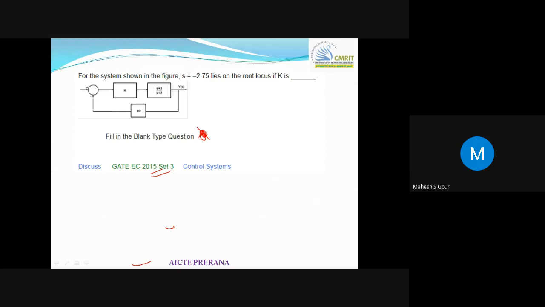For the system, what is given? S is equal to minus 2.5 lies on the root locus. If this comes and they are asking for gain k, what is the first thing you need to do? You need to equate the magnitude equal to 1. No need to find the breakaway point because the S value is directly given. So you need to directly find the value of k. I'll give you 2 minutes. Solve and tell me what is the value of k.